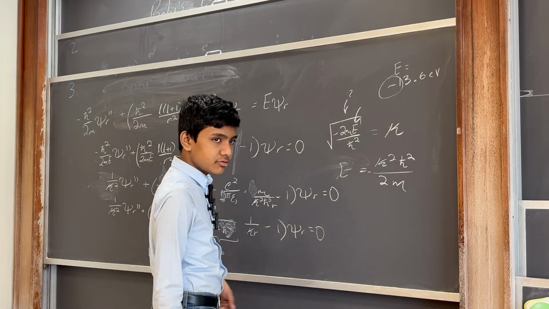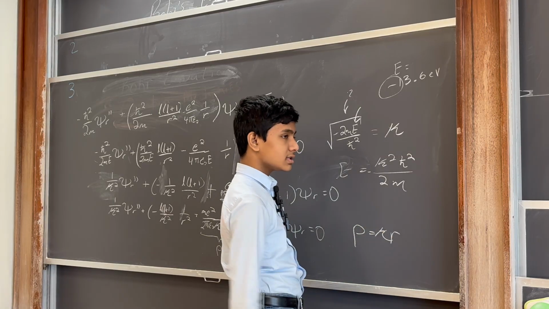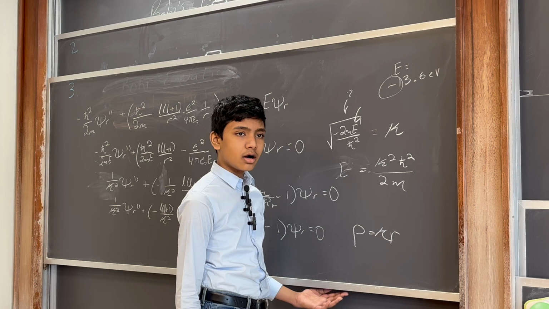Now allow me to introduce a new variable. Rho is equal to kappa r. And no, this is not that scary, it's just r multiplied by a constant.